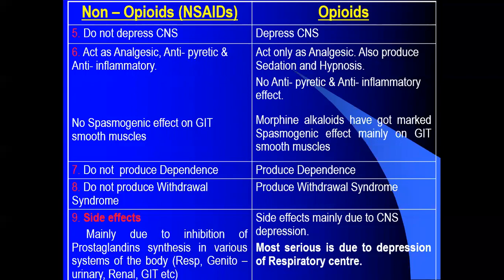NSAIDs do not produce dependence. However, opioids produce dependence. NSAIDs do not produce withdrawal syndrome. However, opioids produce the withdrawal syndrome. Side effects of NSAIDs are mainly due to inhibition of prostaglandin synthesis in various systems of the body, like respiratory, genitourinary tract, renal, GIT, etc. Opioids have mainly adverse effects related to the CNS, and they can cause CNS depression. More serious is the depression of the respiratory center. Thank you so much for listening and your attention.